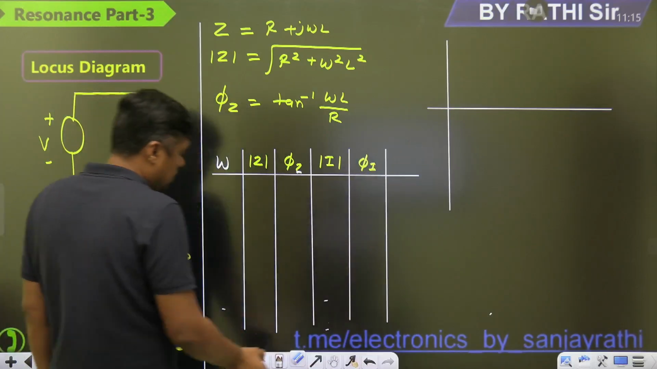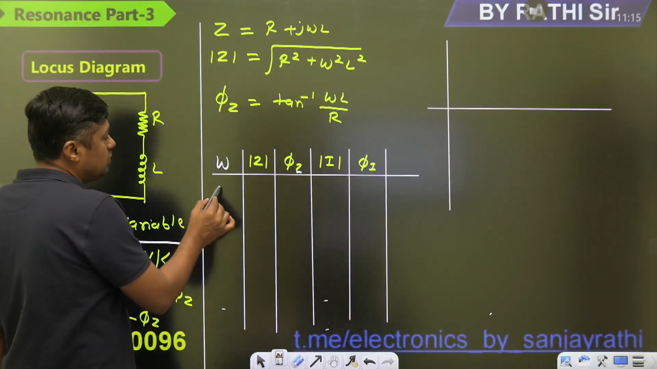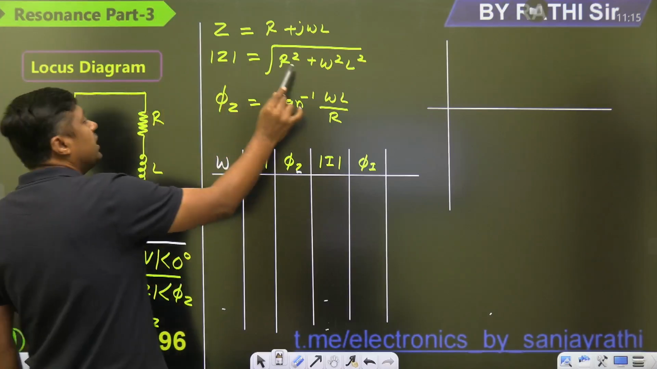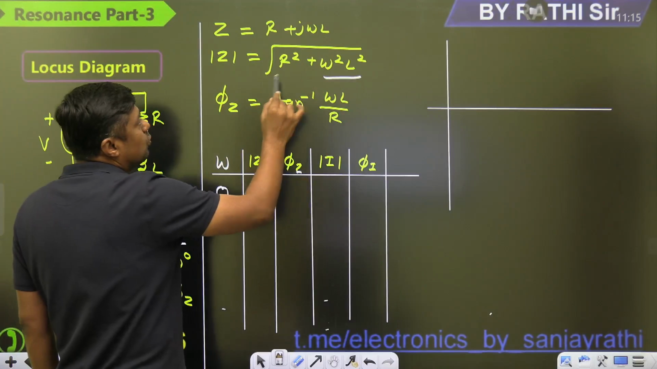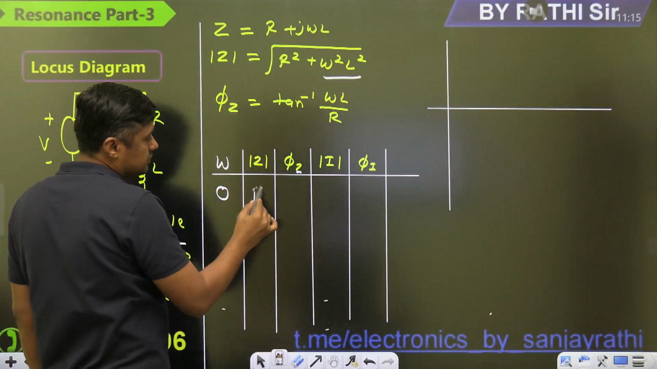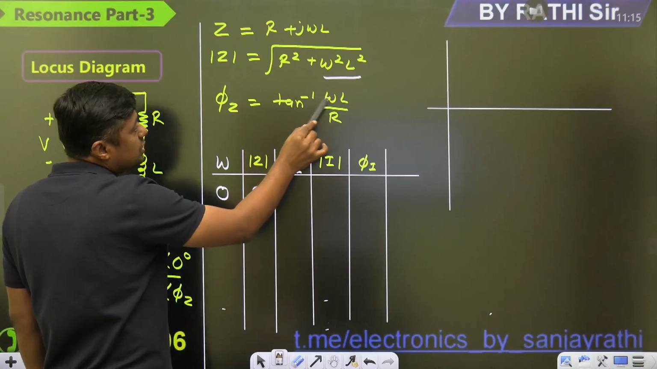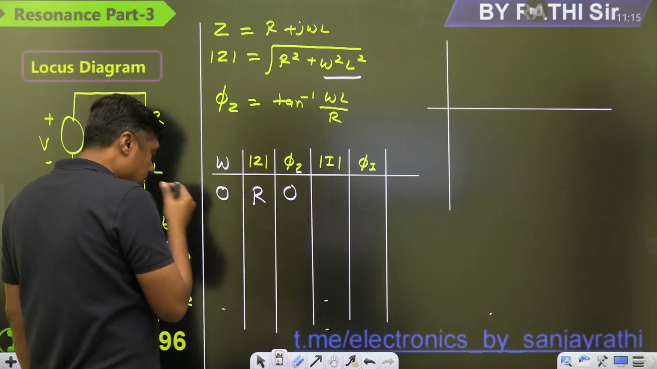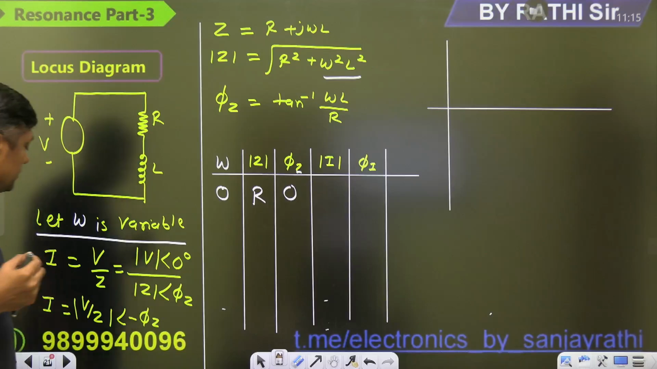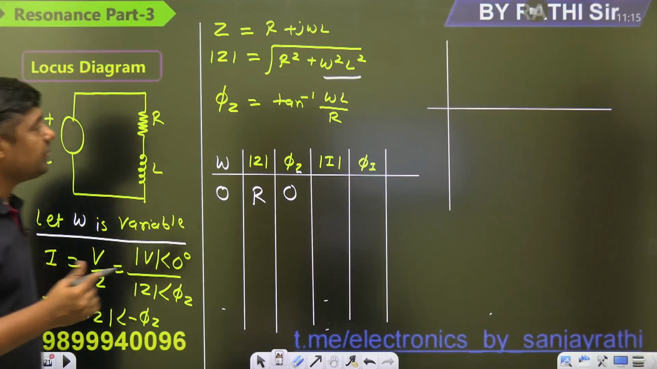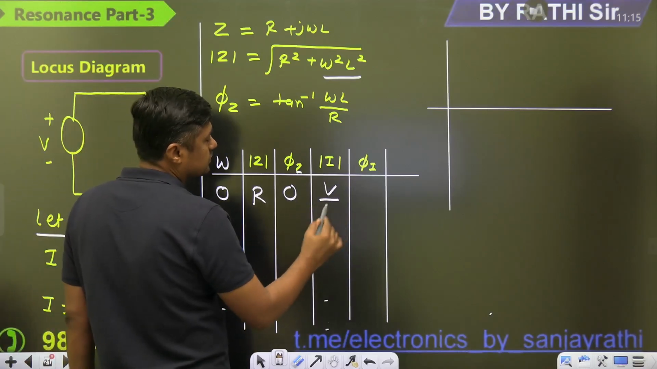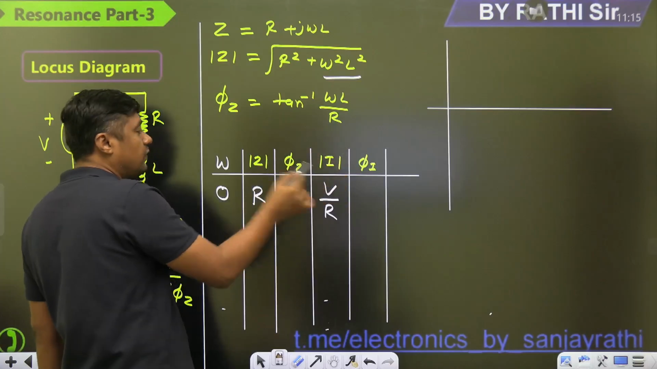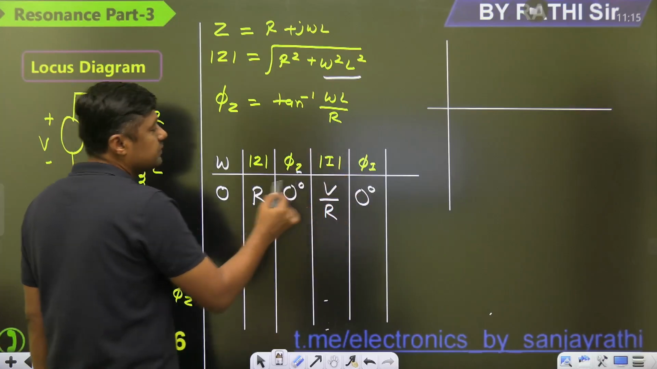Then, for example, I am going to vary the omega. Again, 2 values first, 0. Now watch it carefully. When the omega is 0, this term is 0. So what is the root of R square? R. Now when the omega is 0, what is the tan inverse of 0? 0. What is the magnitude of that? Impedance is R, so the current will become maximum, V by R, because the impedance is only R. What is the phase of that? Negative of this, 0 degrees. Now it is clear. Very simple.